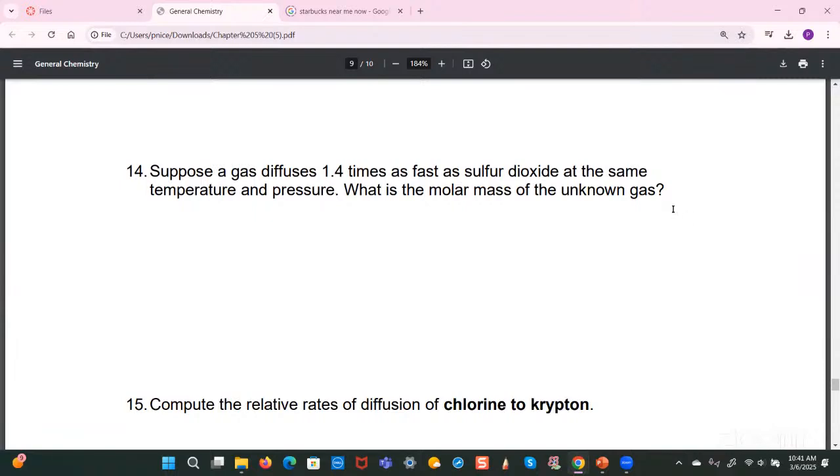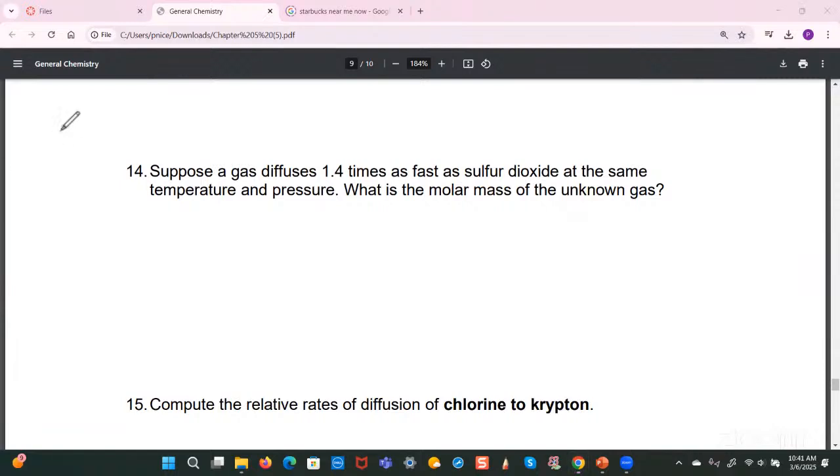So in this case, unlike the previous question, they're talking about how fast. The previous question was how long. How long has to do with time. In this case, they're saying that one gas diffuses or effuses 1.4 times faster. In this case, they're talking about rates, right? So the question is asking us to determine the molar mass of the unknown gas.